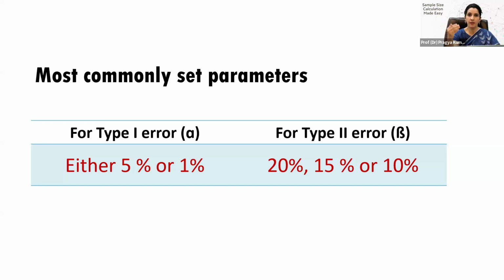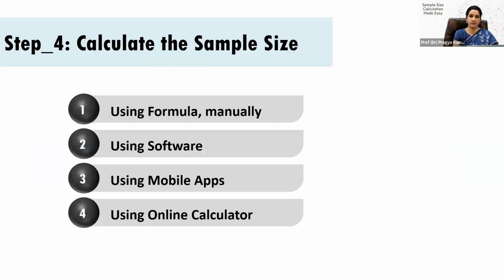What do I mean by power? 100 minus beta is the power of the study. That means the ability to detect a difference is the power. Generally, it is done in hypothesis testing. If the ability to detect that difference between the two groups is less, then your study will be underpowered. So that's why you fix this at 20%. That means the minimum power of the study should be 80%. It can be 80%, 85, 90, 95, but at least 80%. So these two, you fix prior to calculation of the sample size.